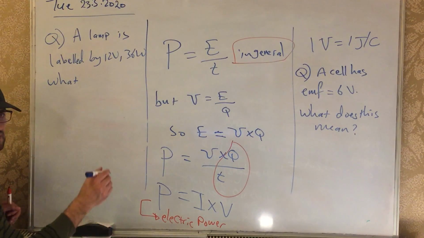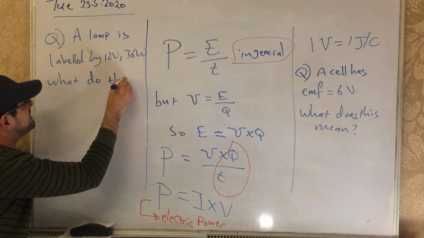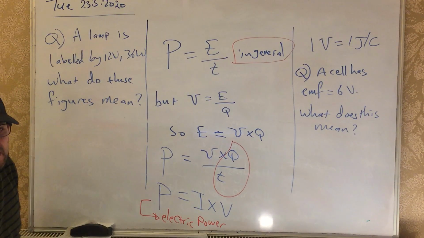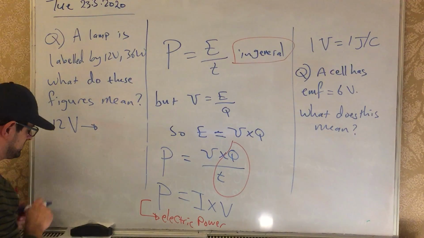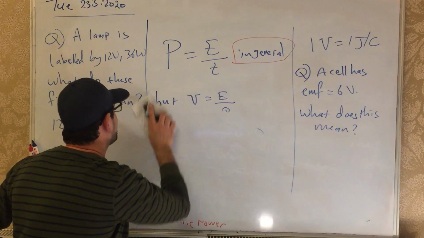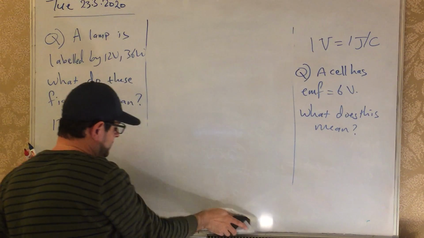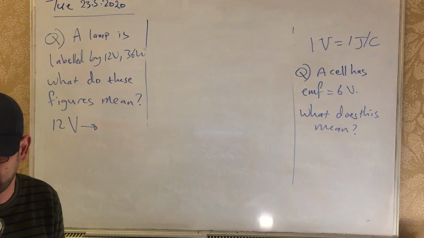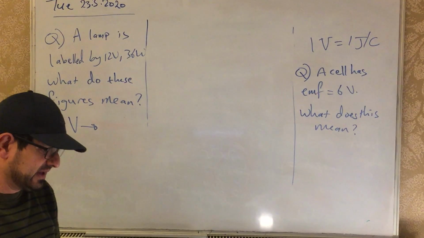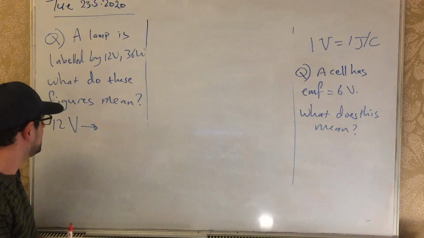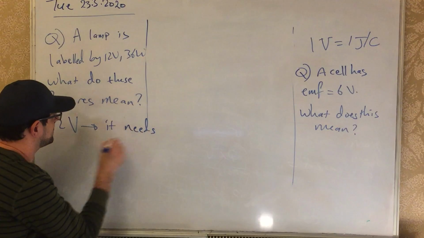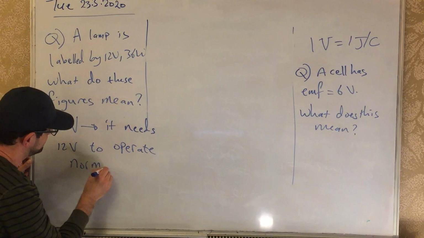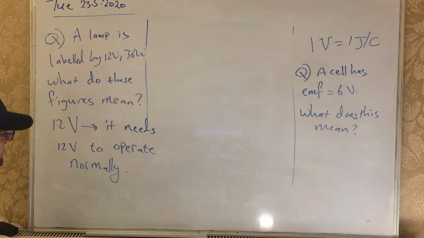Labeled by 12 volt 36 watt. What do these figures mean? What do you mean by 12 volt? Do you think that you know, Lujain, what 12 volt means? This lamp is labeled by 12 volt. What does this mean? The 12 volt means it needs 12 volt to operate normally. This is what we mean by 12 volt.